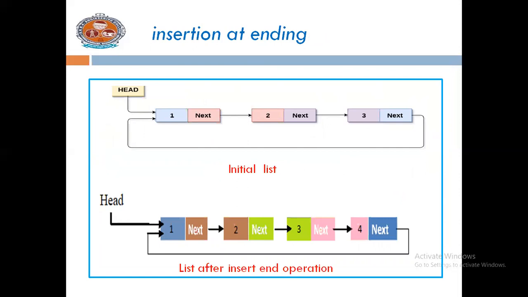So here our example contains 3 nodes. So we are adding the new node 4 at the end of the list. Now the list becomes 1, 2, 3, 4. The newly added node 4 link part points to head.